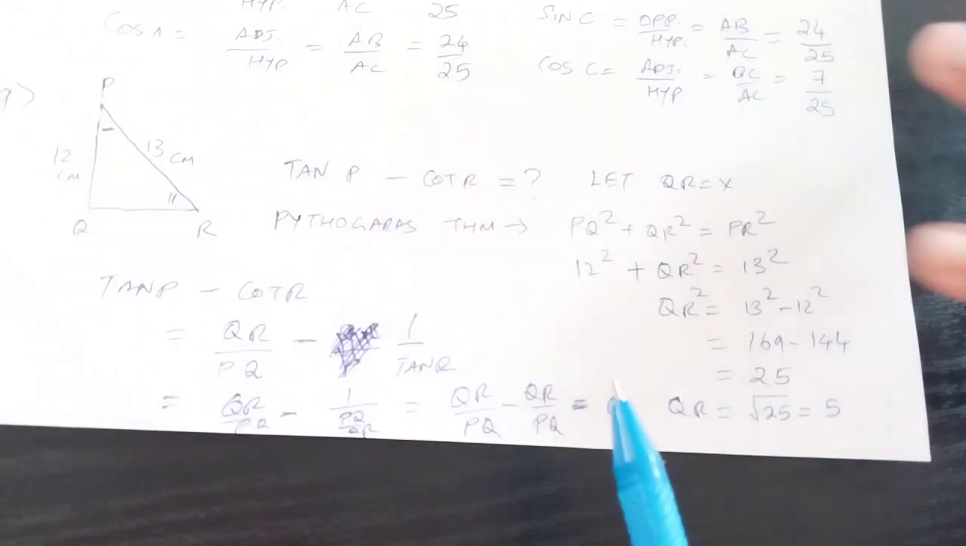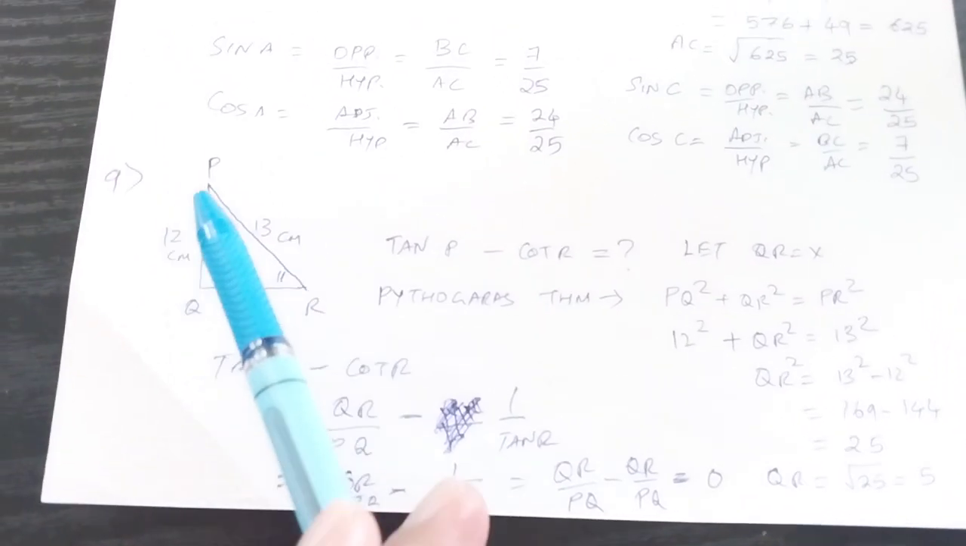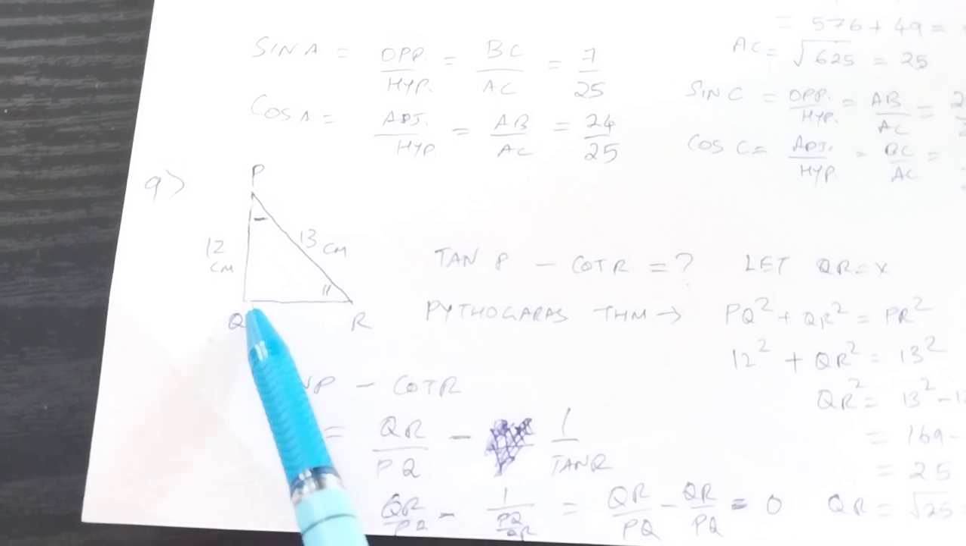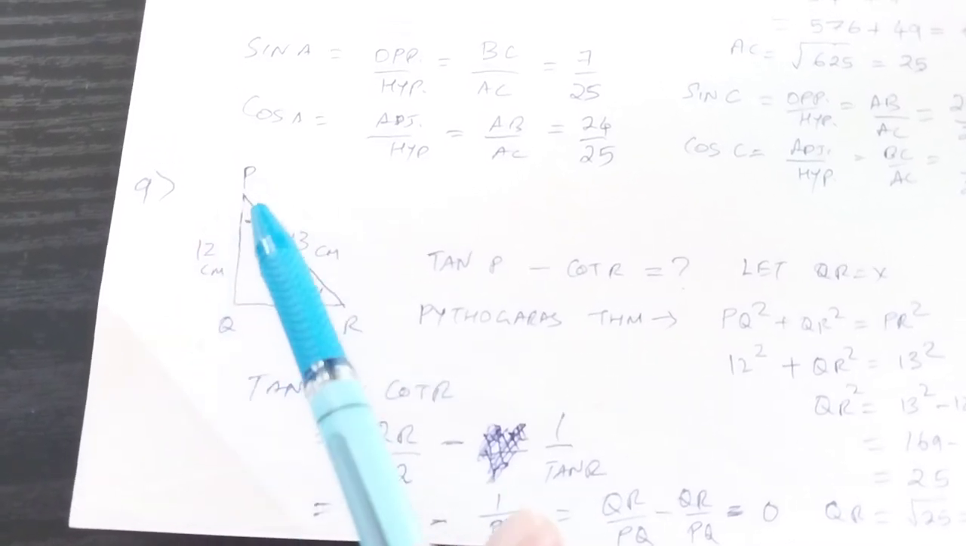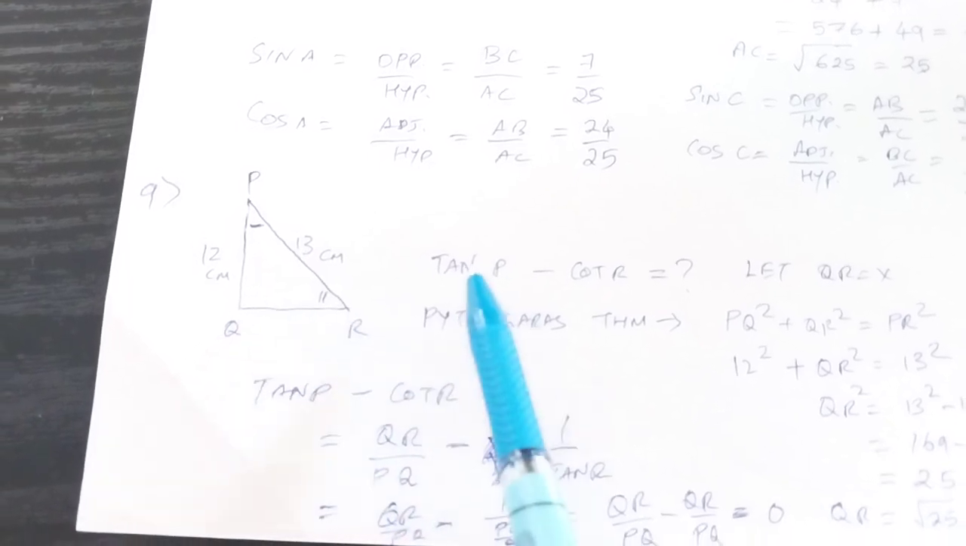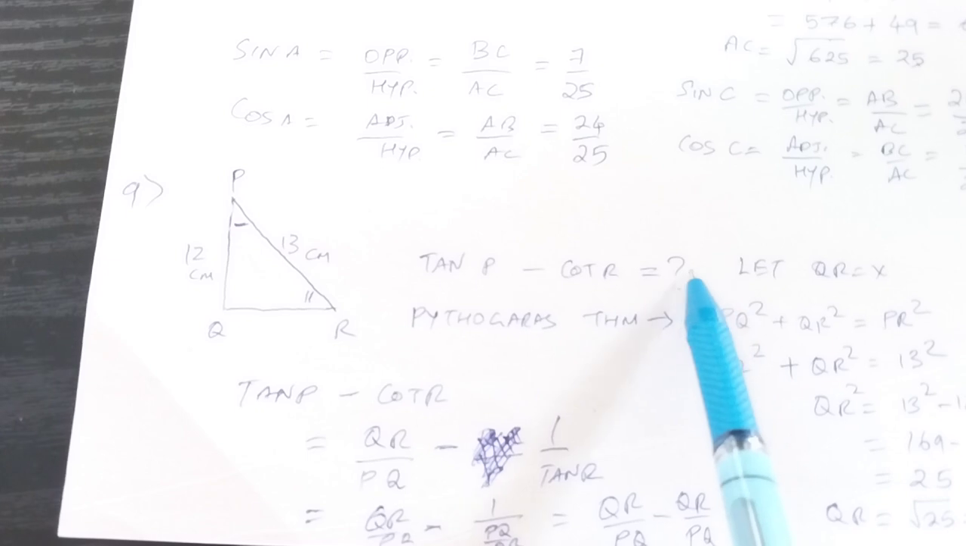Okay. And the next problem, they have given a triangle. Okay, it's right angled at Q, and PQ is 12 centimeter, PR is 13 centimeter. So they have asked what is tan P minus cot R is equal to what.